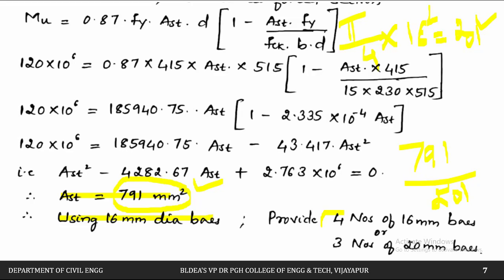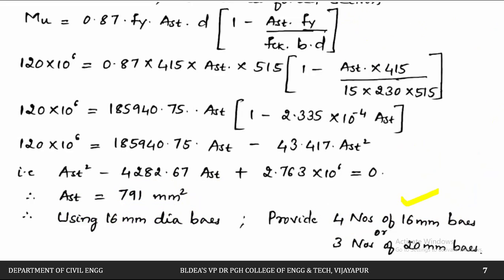So what we can do, we can provide 4 bars of 16 mm dia. For example, if you don't want to provide 16 mm, if you want to provide 20 mm dia bars, you can calculate the area of one bar, pi by 4 into d square, that is 20 square, you will get 314 something. So 791 divided by 314, you will get approximately 3 numbers.